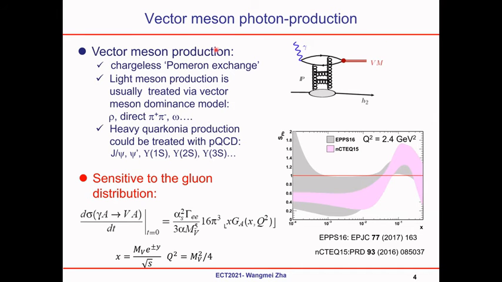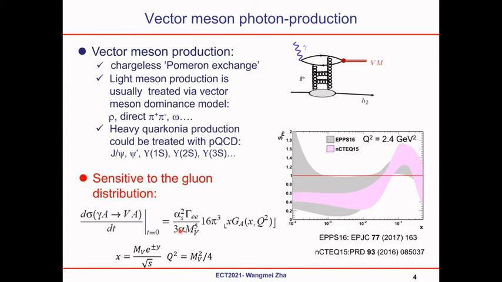For vector meson photoproduction, its production can be viewed as in this cartoon, by the chargeless Pomeron exchange. You can view the Pomeron as two gluons in the language of QCD, and also with the self-interactions between the two, it is viewed as a gluon ladder. The light meson production can usually be treated by the vector meson dominance model, for example rho, omega, phi. And the heavy quarkonium production, because it is heavy, can be treated by pQCD. In particular, it is sensitive to the gluon distributions.